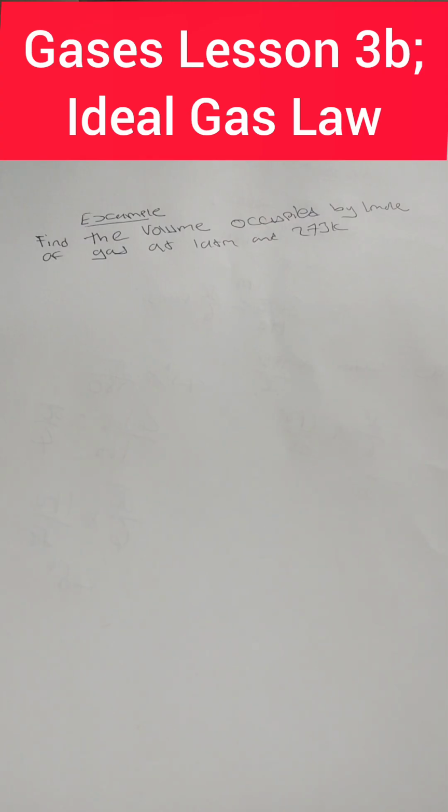Now, having talked about that, let's try to solve this example, which says find the volume occupied by 1 mole of gas at 1 atm and 273 K. We want to find the volume. We combine everything through the same equation, PV is equal to nRT. We are given pressure, which is 1 atm, and temperature, which is 273 K. We have not been given the volume. So let's go ahead and find the volume.